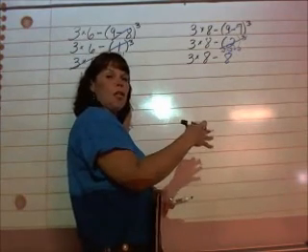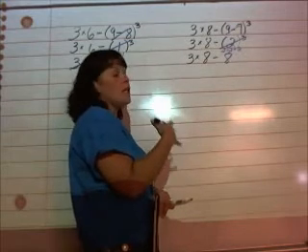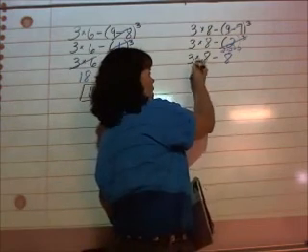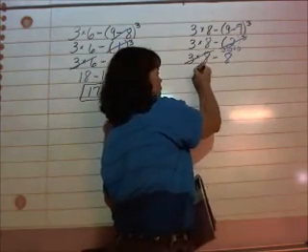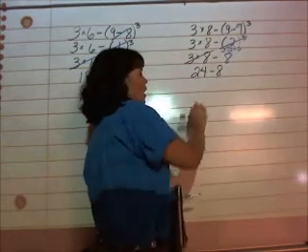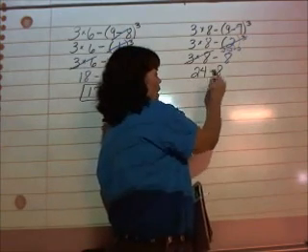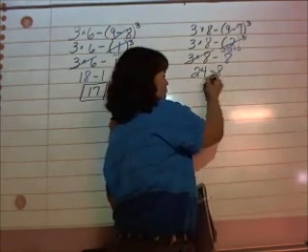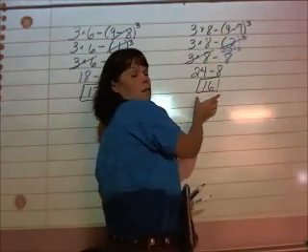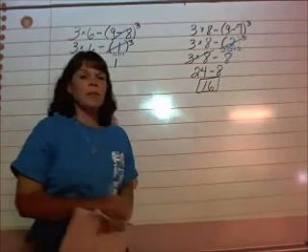Start over with your PEMDAS. Any parentheses, any exponents, any multiplication division. You have a multiplication. So 3 times 8 is going to be 24. Bring down what I have not used. Now I have 24 minus 8, which is my last step, and 24 minus 8 would be 16. So again, I have this nice funnel coming down. All right, I think you have it. See you next time.